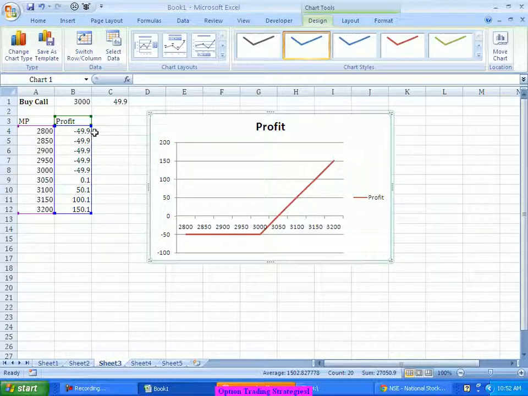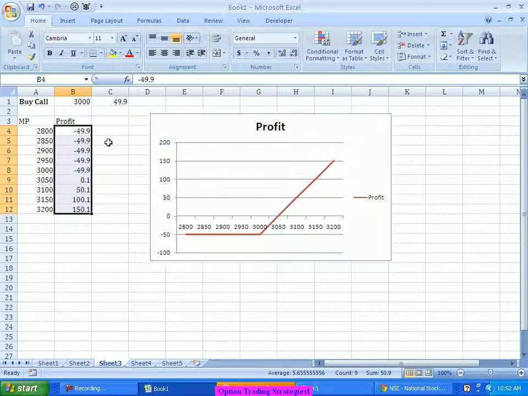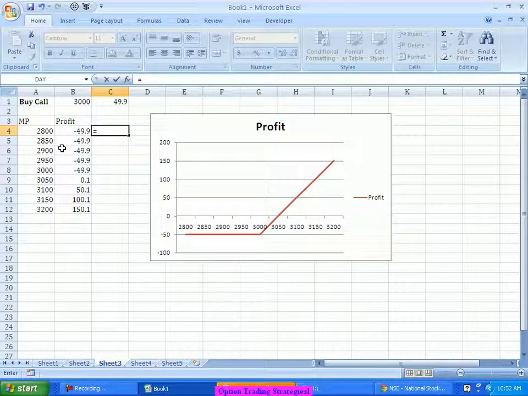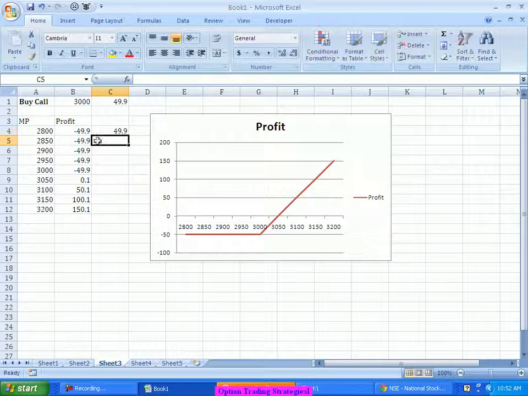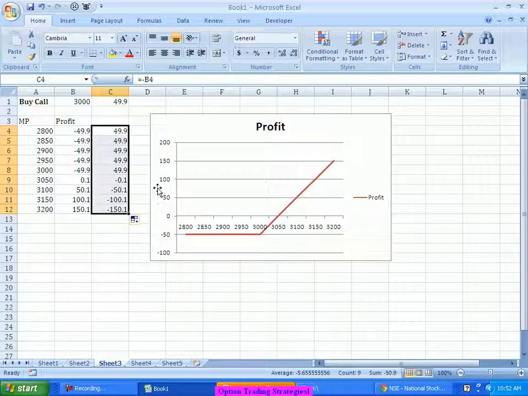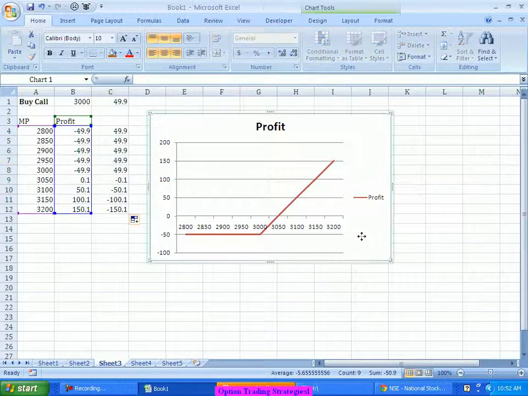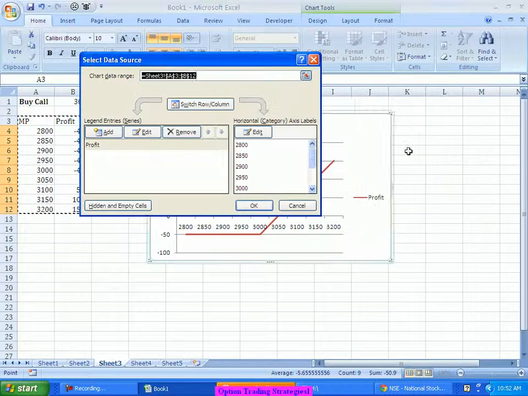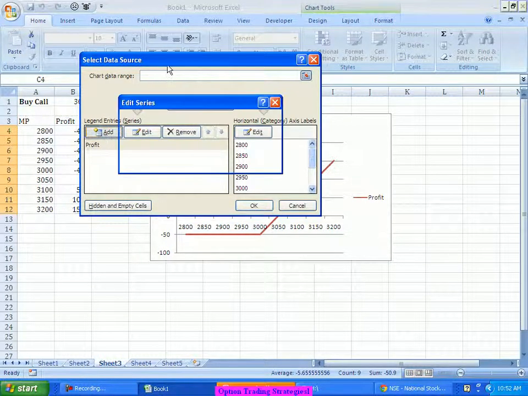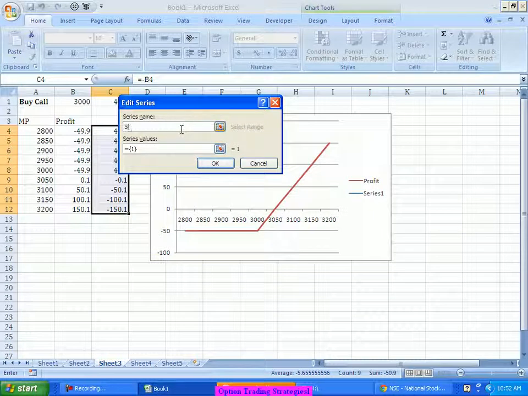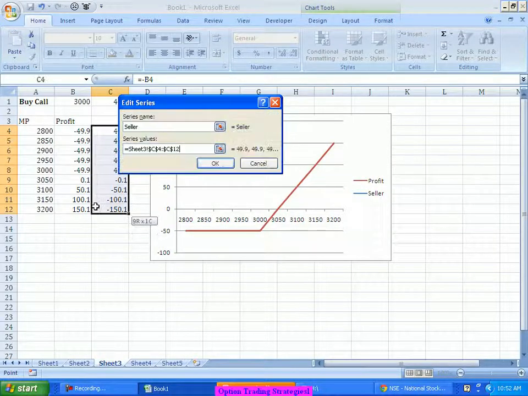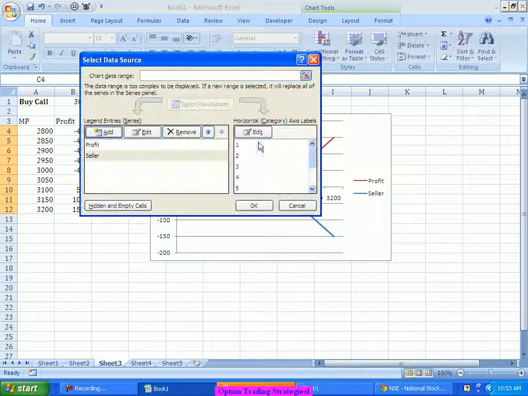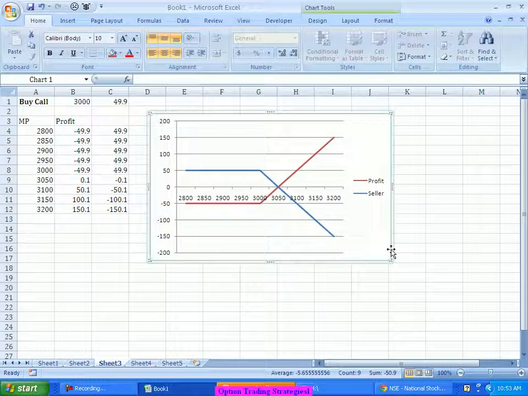Which is as good as if these are his profitabilities, the negatives will be the profitabilities for the seller of the call. So for the seller of the call, his graph is going to be something like this. So probably in the same graph, if I put the seller also, seller of a call, his graph is more like this, which is a mirror reflection to the buyer of the call.